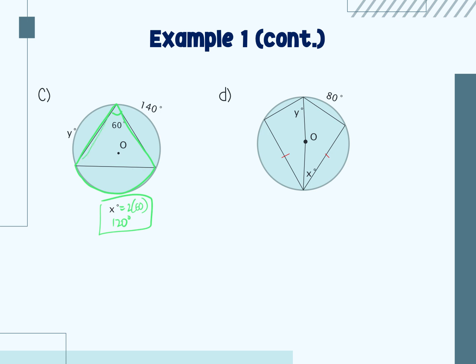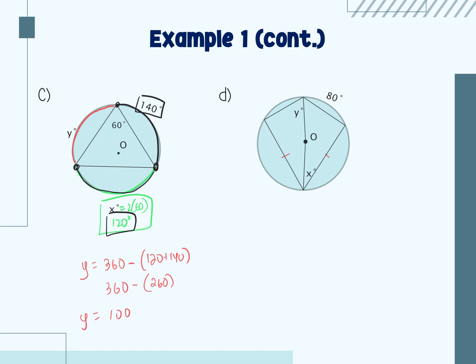Then I erase what's here and go to the next one. I'm looking for Y. I already know that this arc from here to here is 140. That was given. I know this green arc here is 120. A whole circle adds up to 360, so Y is 360 minus 120 plus 140. Together, 120 plus 140 is 260, which means Y is the extra 100 left over. So 100 plus 140 plus 120 adds up to 360, and they do. So in C, X is 120 and Y is 100.